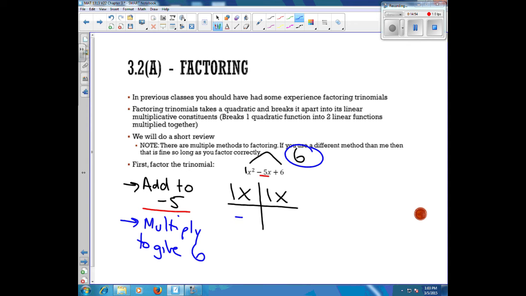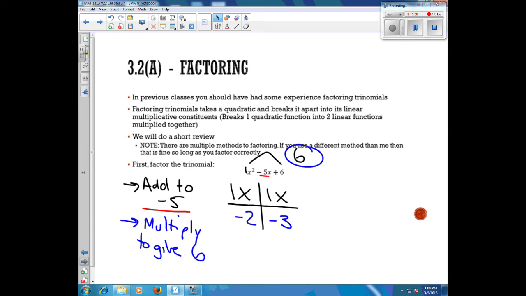Negative 2 plus negative 3 is going to be equal to negative 5. And negative 2 times negative 3 is going to be equal to 6. So we're not quite finished. We want to factor this thing out. We want to write it as 2 components multiplied together.